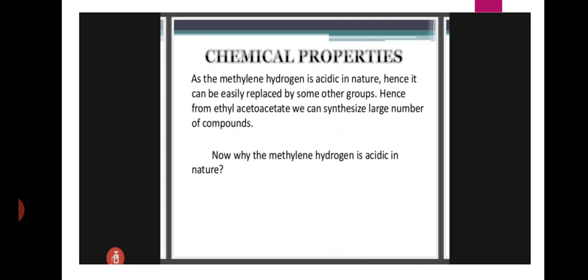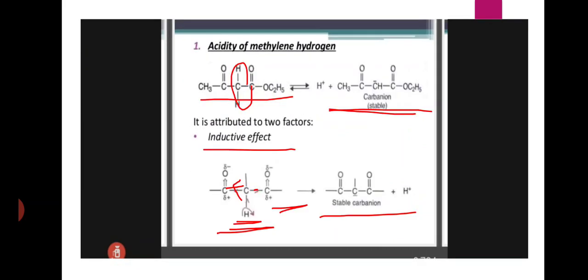Next is chemical properties of ethyl acetoacetate. Ethyl acetoacetate has active methylene hydrogen. These hydrogens are more acidic in nature and are easily replaced by other groups. Hence, ethyl acetoacetate is used in the synthesis of a large number of compounds. Why are the methylene hydrogens acidic in nature? Because two factors are there, inductive effect and resonance effect.